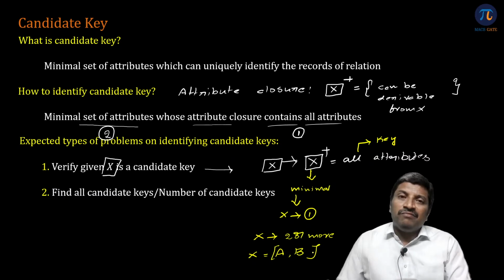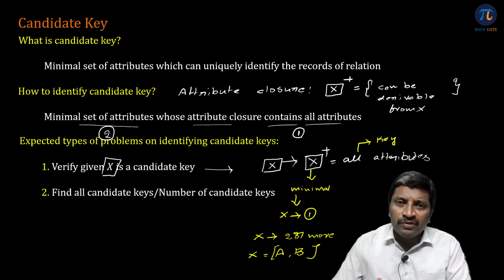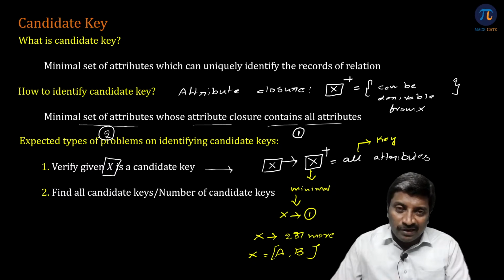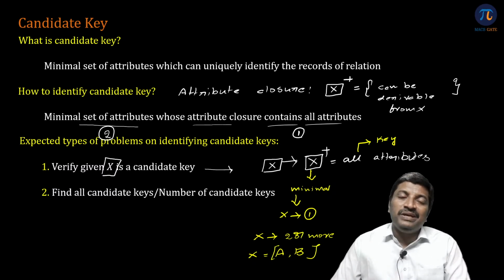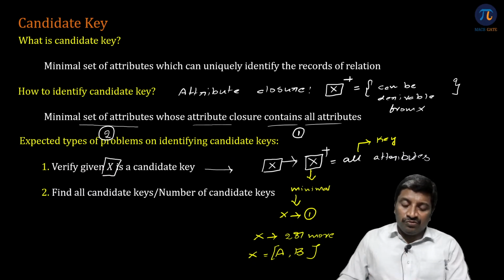Why, sir? When A can do the job on its own, why do we need B? That means B is not mandatory. Similarly, B should not be a candidate key, because whenever B can do the job, why do we need A? So that we need to verify, sir.